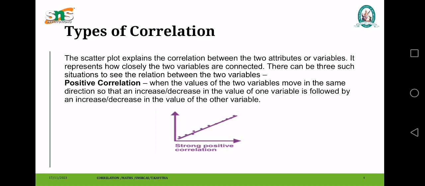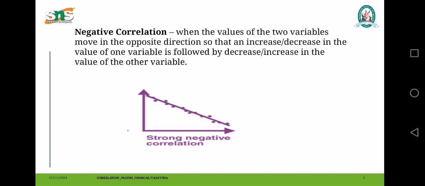Here I give the diagram for strong positive correlation. It explains the positive correlation. Next one, negative correlation. Here, the values of two variables move in the opposite direction so that an increase or decrease in the value of one variable is followed by a decrease or increase in the value of the other variable. That is called negative correlation. Here I give the diagram for strong negative correlation.